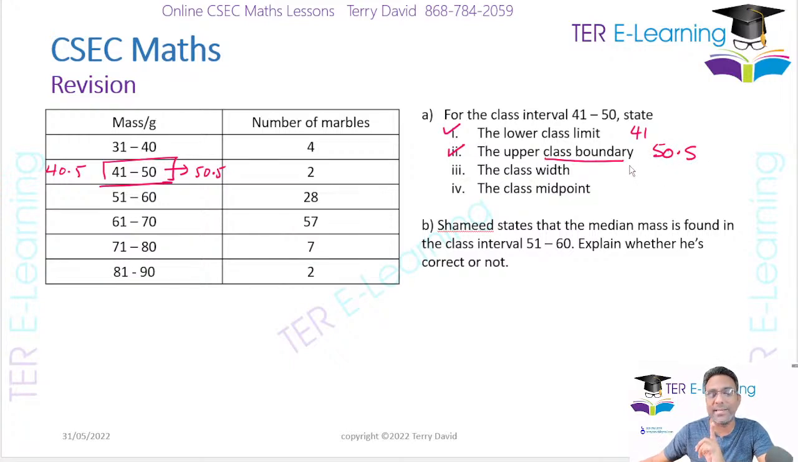So make sure you understand the difference between class limit and class boundary. The class limit is what you actually see in the table, and for your class boundaries, you have to either add 0.5 or subtract 0.5. That's the difference between class limits and class boundary.